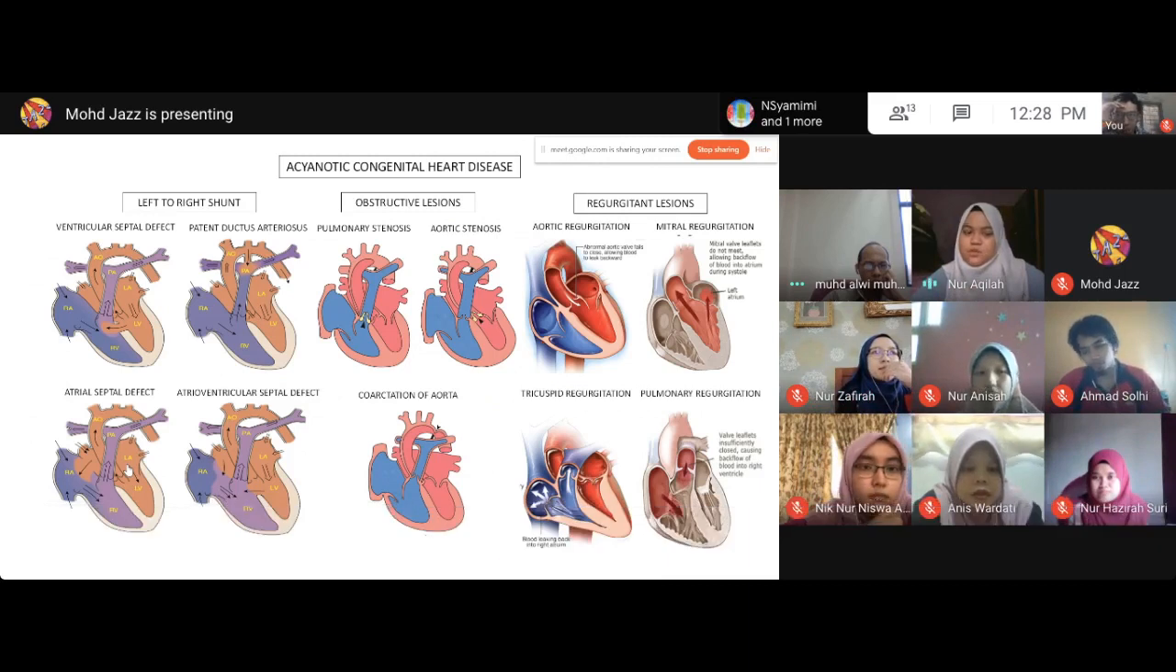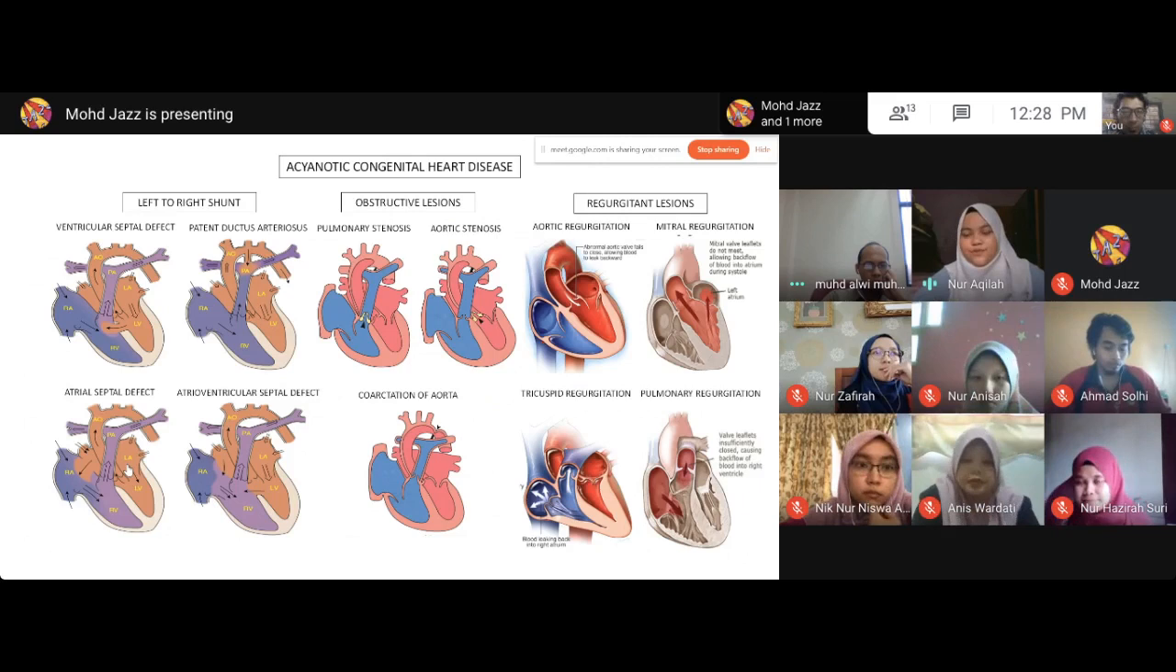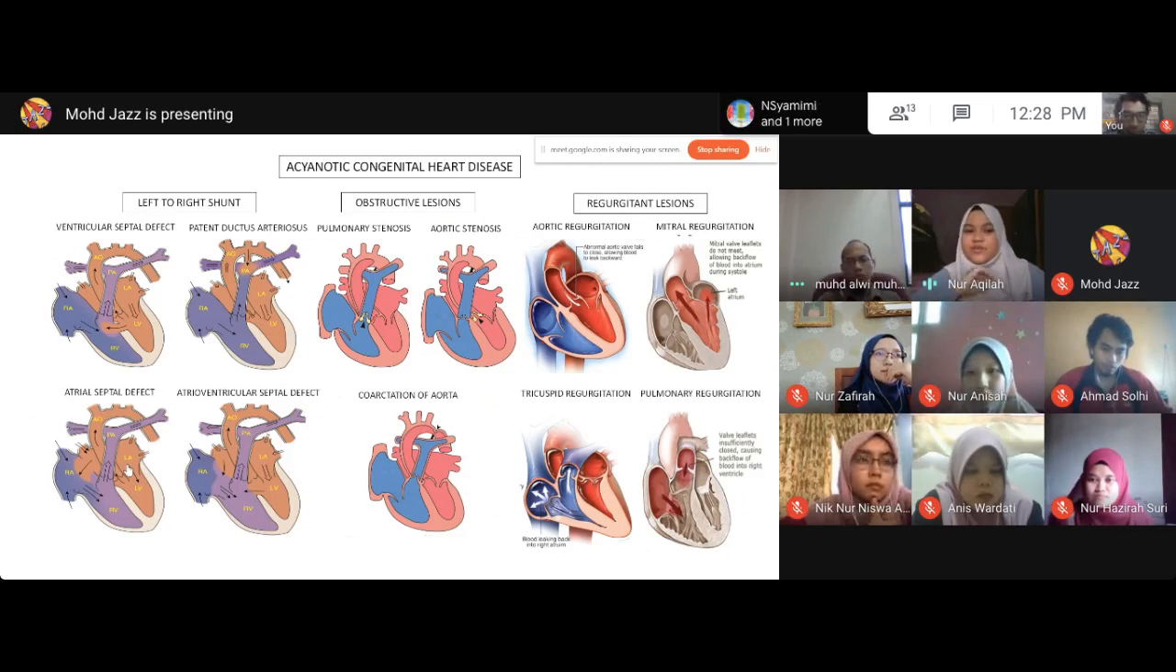Also, the presentation will be much similar to VSD because both have left to right shunt. However, because the defect occurs in the atrium, it is not as severe as that which occurs in VSD. So, the patient will usually be asymptomatic. However, in a large defect, the patient can be symptomatic and may also present with failure symptoms.